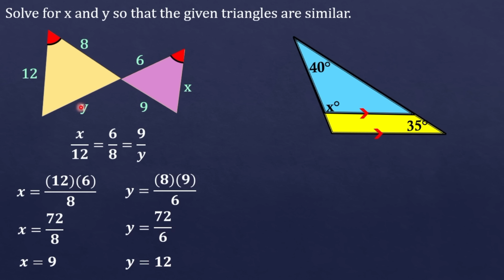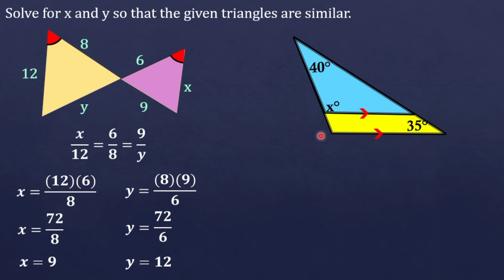So, pag chinek nyo po yan, if this is 12, so ano po ang ratio po nito? 3/4. So, kung ang X mo ay 9, ang ratio rin po niyan 3/4 din. Okay? At ito po, 3/4 din. So, pare-pareho po sila ng similarity ratios.